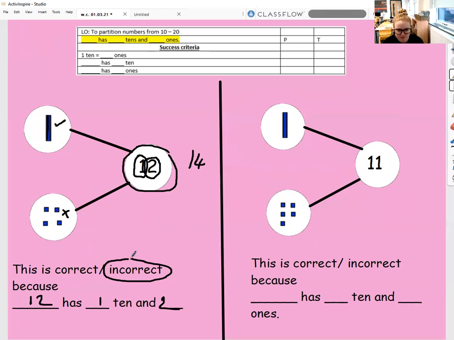So this is incorrect. Pause your screens, have a go at this one for me. Come back when you're ready to check it.